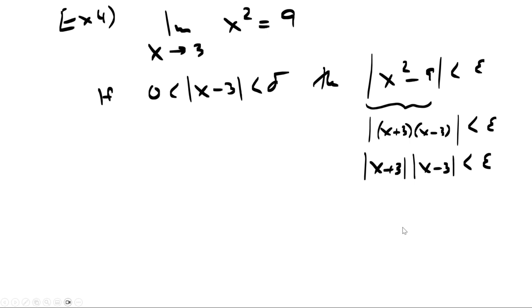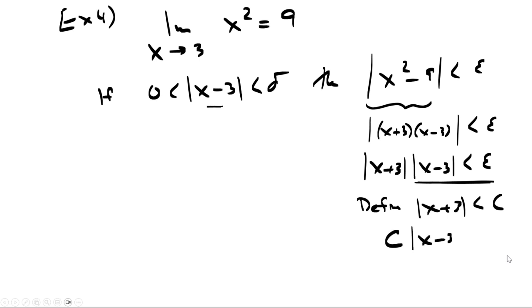So here's what we're going to do. The trick of the trade is this. That piece is just fine. I'm going to define a value right here: I'm going to define that the absolute value of x plus 3 is going to be less than c. What is c? C is any kind of constant, just some constant, that's it. All right, so if that is true, I have this on my hands. That means that is less than epsilon.